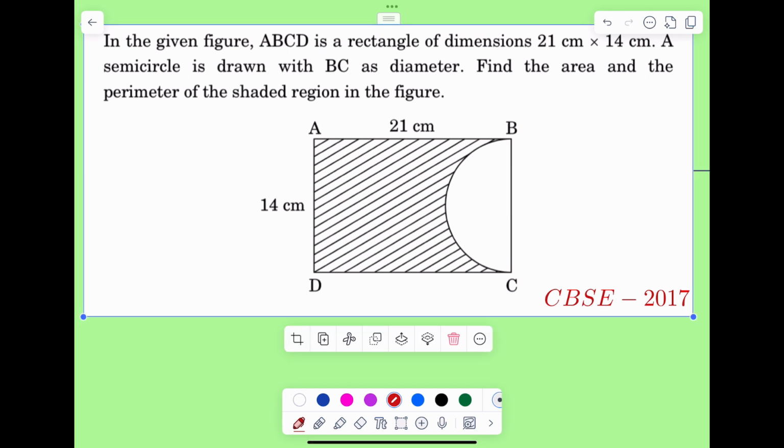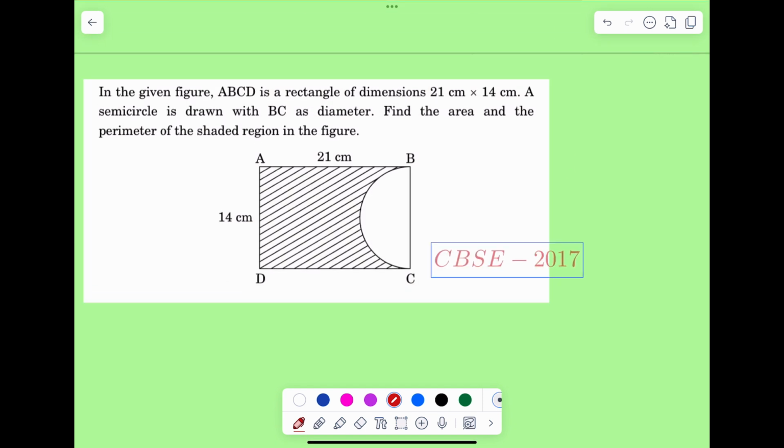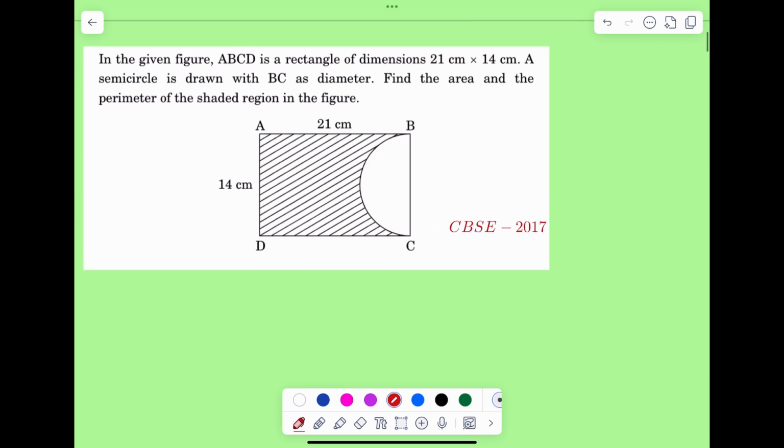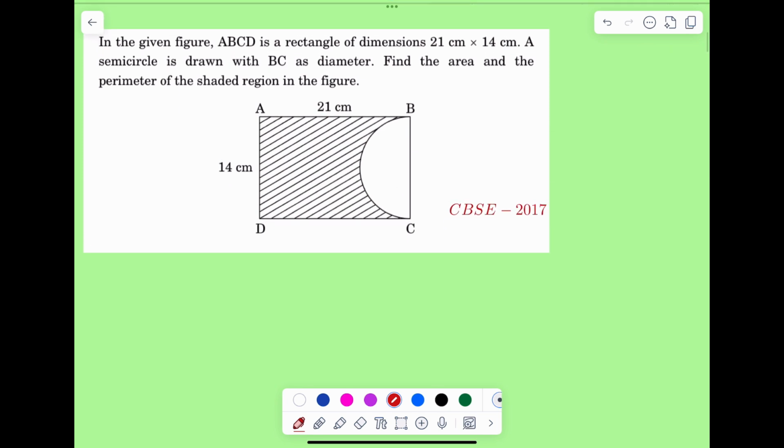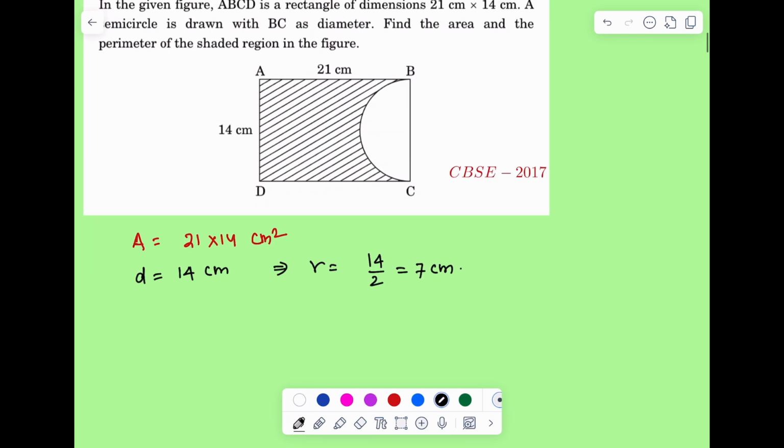Next question is, in the given figure, ABCD is a rectangle of dimension this and this. What is the area of the rectangle? Then area of the rectangle is equal to 21 into 14 centimeter square. And a semicircle is drawn with BC as diameter. That means the diameter is equal to 14, this implies radius will be equal to 14 by 2 centimeter, that is equal to 7 centimeter.